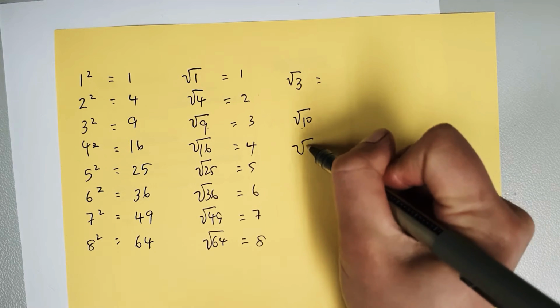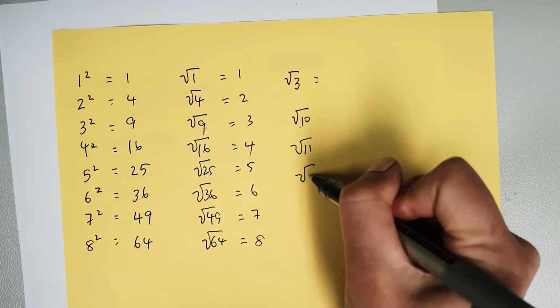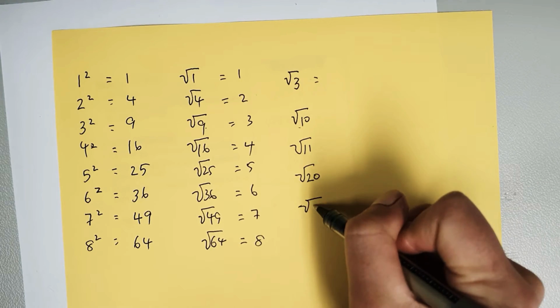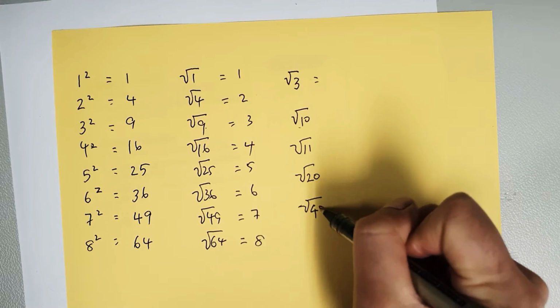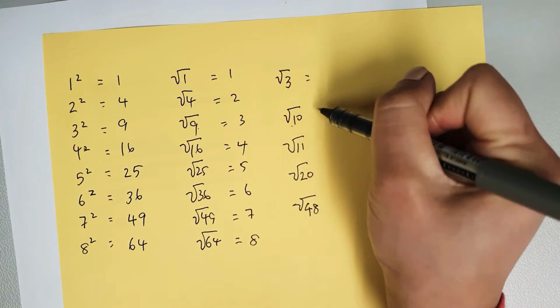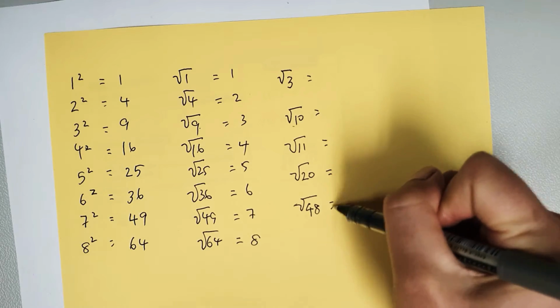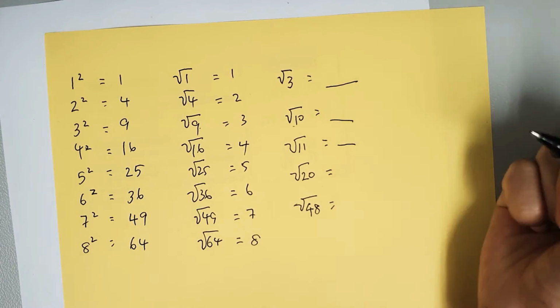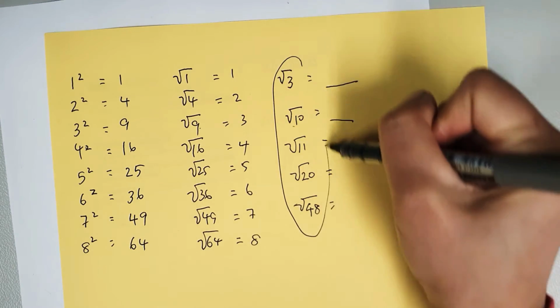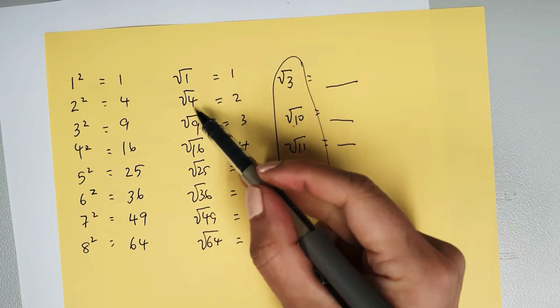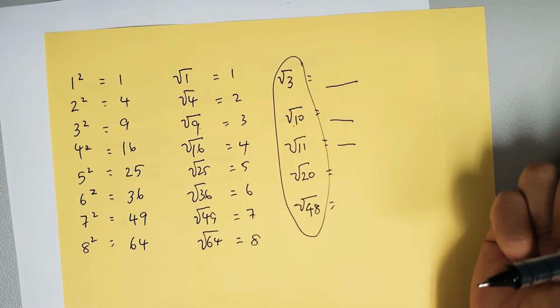And the same goes with the square root of 11, the square root of 20, the square root of 48. You're not going to bring back a number that's going to be a whole number. So all these here, none of these numbers are whole numbers, and these are what we call surds.